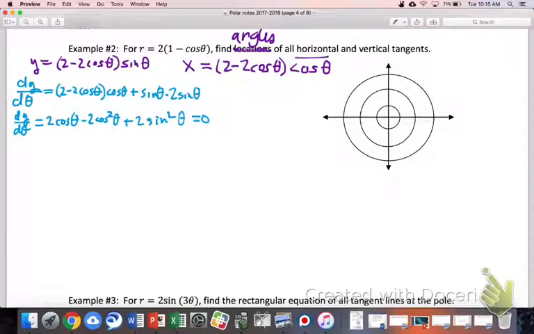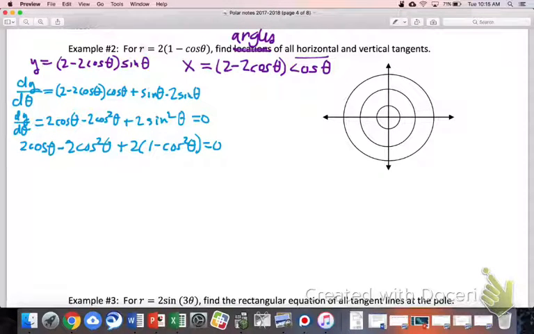We're going to have to change the form a little bit to make it into a solvable form. And the way that I would think of it is, one of those things is not like the other one. There are two cosine terms over there, and one of them is a sine term. We need to figure out a way to get rid of the sine squared and replace it with something in terms of cosine. Using the Pythagorean identity, that's exactly what we would do. So I would say then 2 cos θ minus 2 cos² θ plus 2(1 minus cos² θ) equals 0.